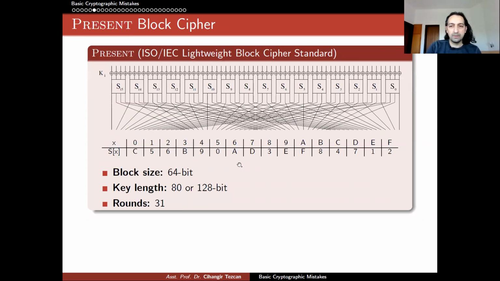So let me give you a more concrete example of a block cipher so that you can visualize what is going on, and I will tell you then why the key length shouldn't be that short. This is a lightweight ISO standard for block ciphers. It is a very simple block cipher.